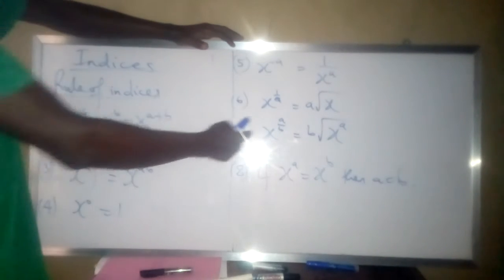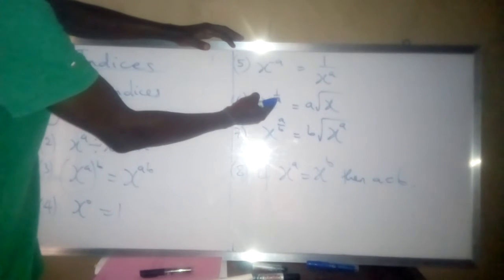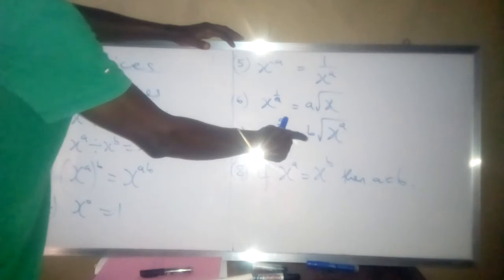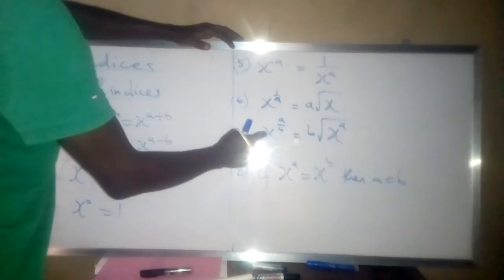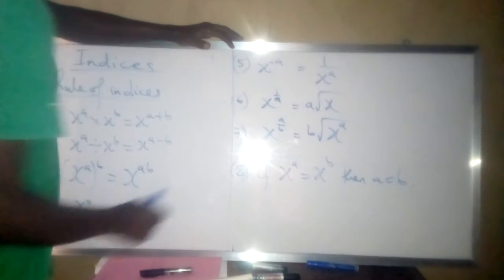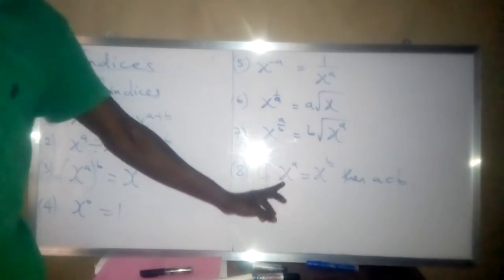Now we have x raised to power a over b. Like I did in 6, you know that the denominator of my power here is taken outside the root sign. So we take b outside the root sign, then the root of what? x raised to power a. So a replaces the 1 that we have here. Okay, very good.